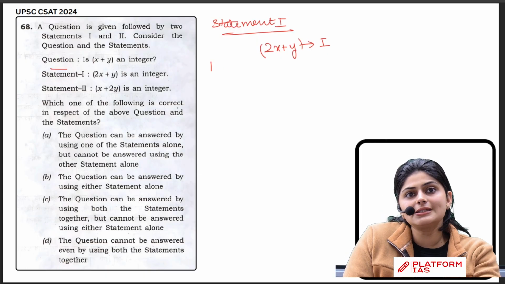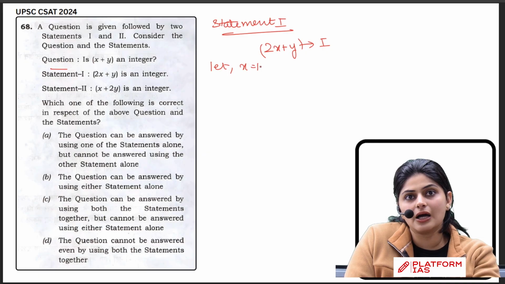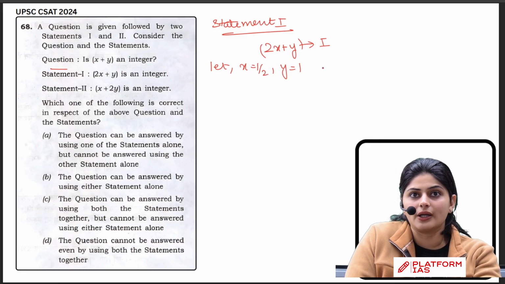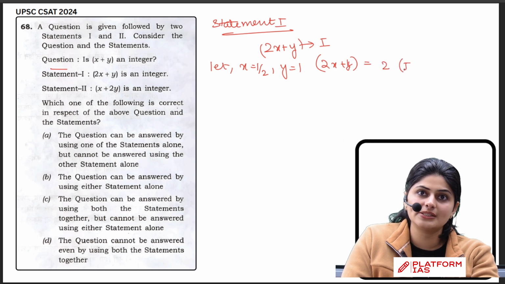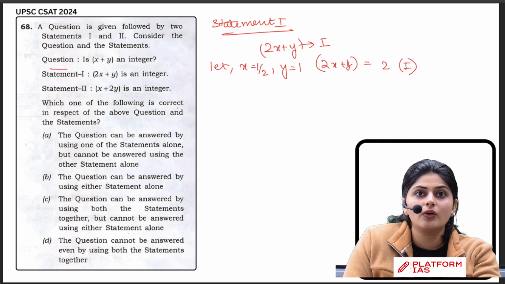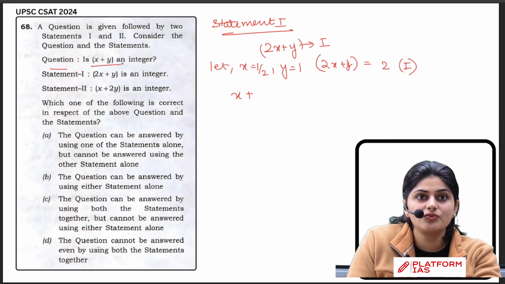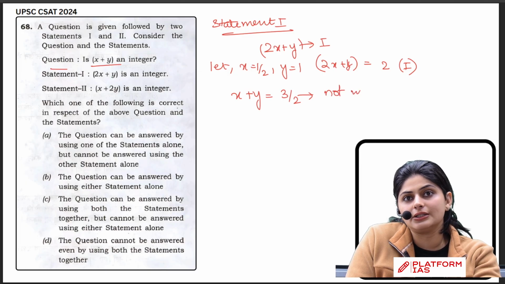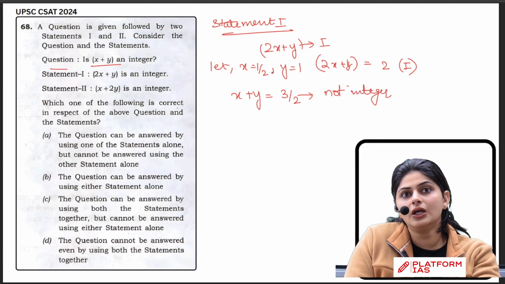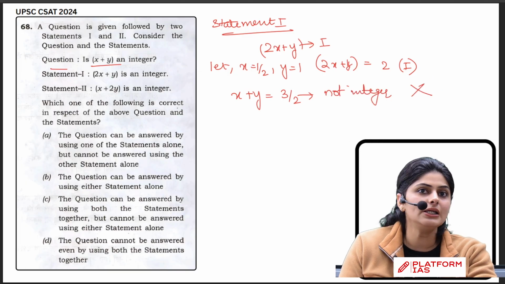Now let's assume that x is half, y is 1. Then 2x plus y will be an integer. It is 2, which is an integer. Now our question is to find out x plus y. So x plus y will be 3 over 2, which is not an integer. So this does not help me get the answer.